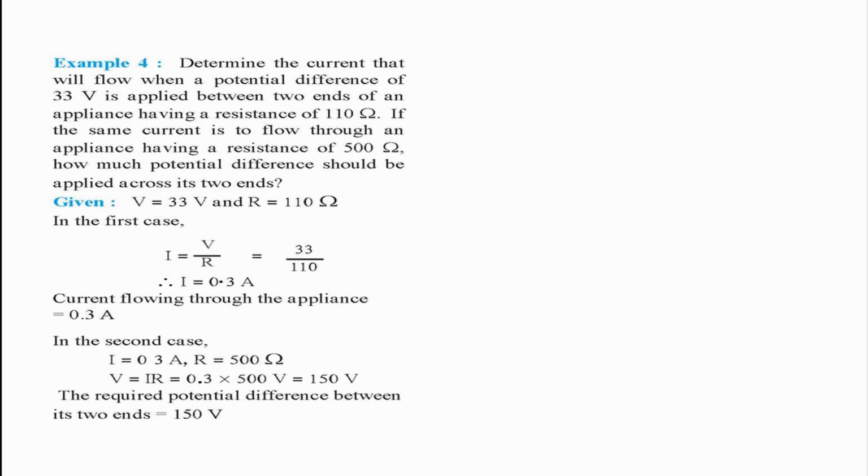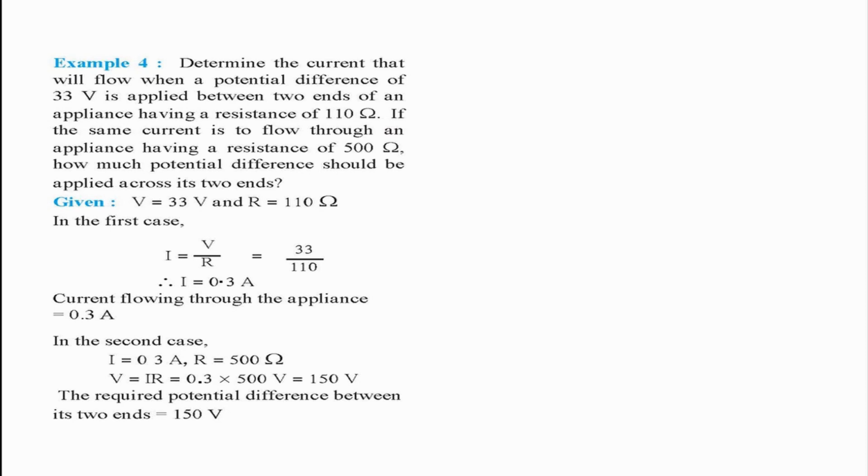One more example I would like to show to you. Determine the current that flows when a potential difference of 33 volt is applied between two ends of an appliance having resistance 110 ohm. If the same current flows through an appliance having resistance 500 ohm, how much potential difference should be applied across two ends? That is what the next sum is all about.